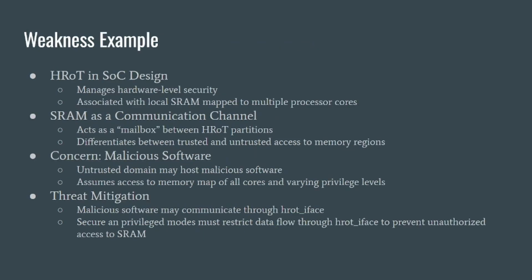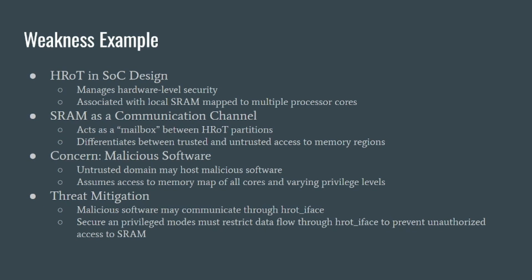So some weakness examples: the hardware root of trust in the system on a chip design manages the hardware security and is mapped to the address space of multiple processor cores. The static random access memory acts as a mailbox of sorts in the root of trust, which distinguishes trusted and untrusted access to memory regions.